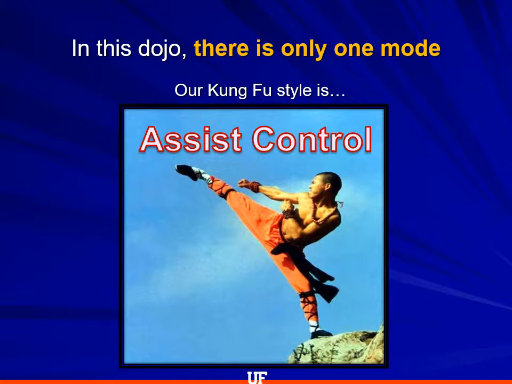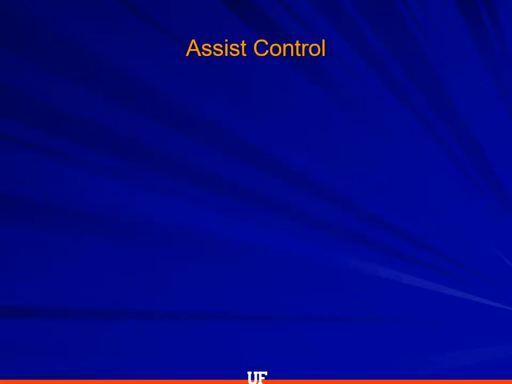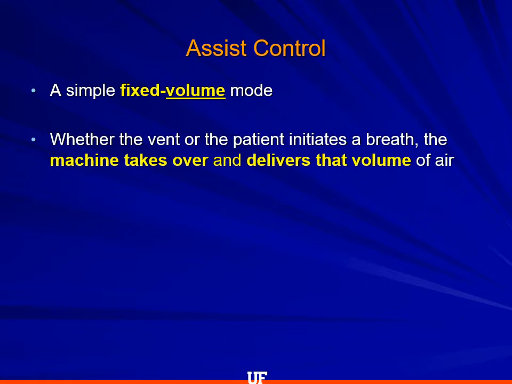So if you need to set a mode and you find yourself in Florida or Texas or Minnesota or New York or even Paris, France, turn on the ventilator, set it to assist control, and you're set. What is assist control? Well, it's a pretty simple mode. It's based on the idea that you set the volume you want delivered with each breath, and whether the ventilator starts the breath or the patient, the machine takes over and delivers that volume of air as often as you specify. You should know that the machine's not that smart.